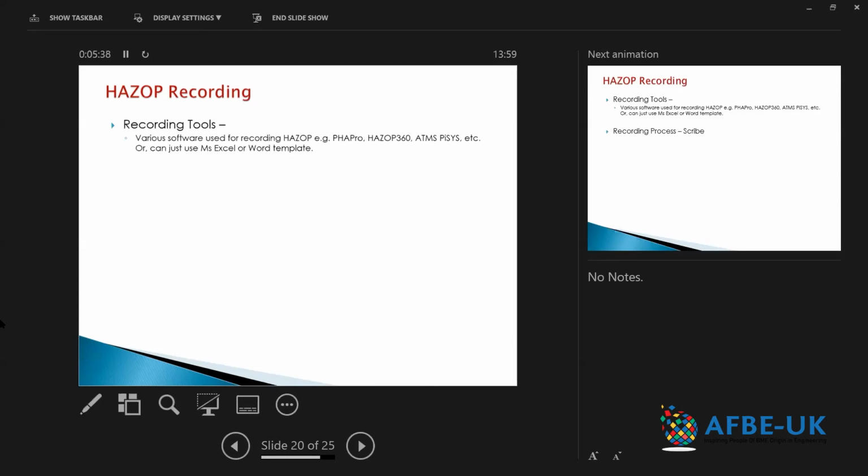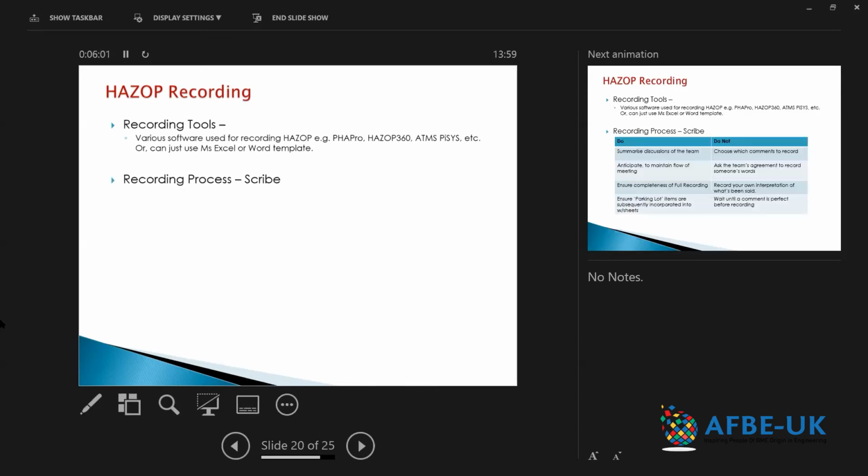We'll take a few points here regarding the recording. So first of all, the recording tools, as I mentioned earlier, could be software-based tools, like PHA Pro, HAZOP 360, Vices, and so on. Or you can just use the bog standard Excel sheets or Word template. Each of those suffices. There's nothing wrong with any of those. So the recording process, so the scribe.